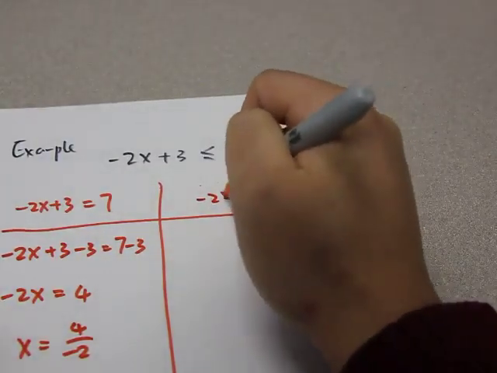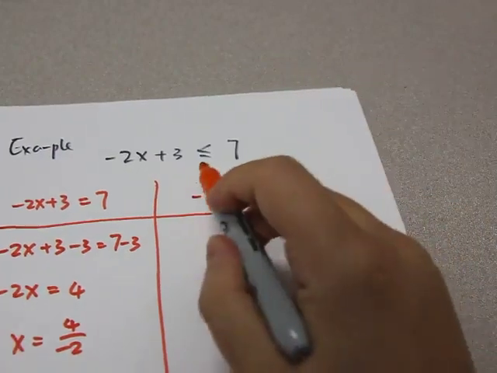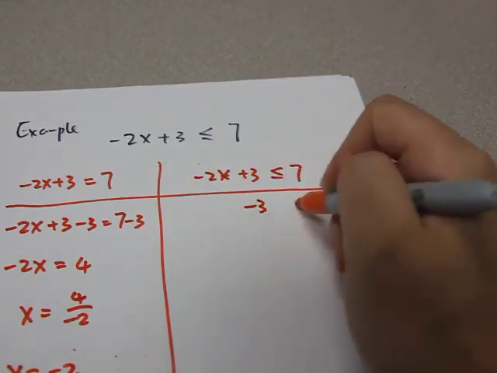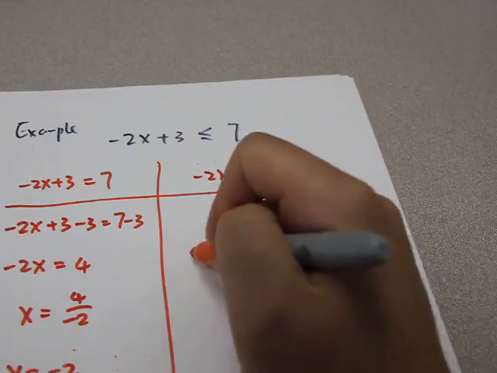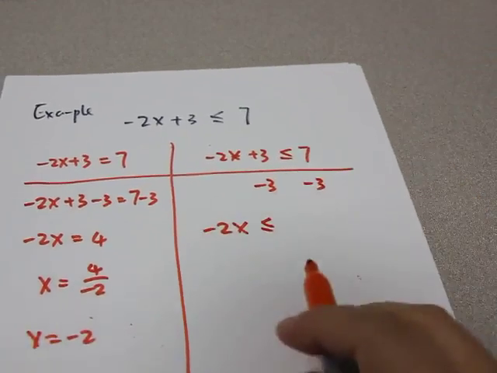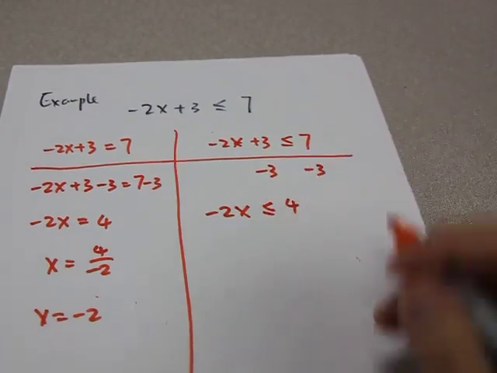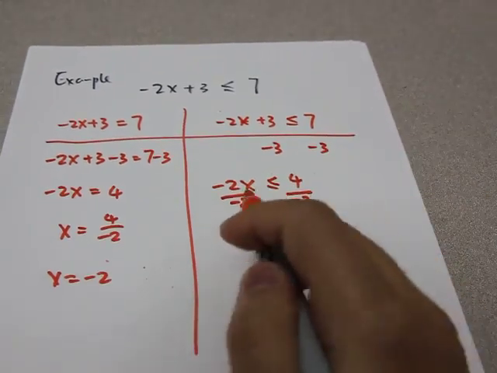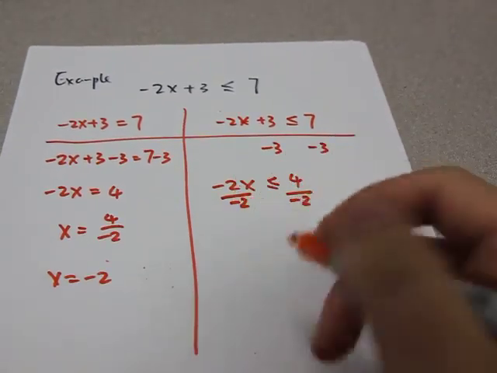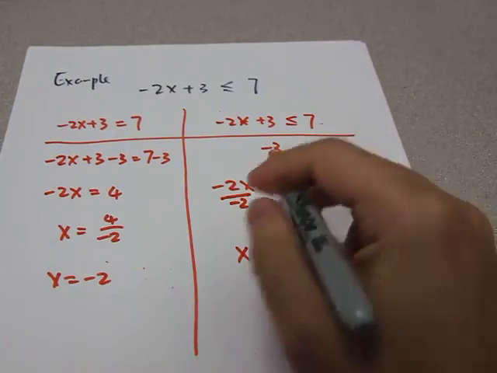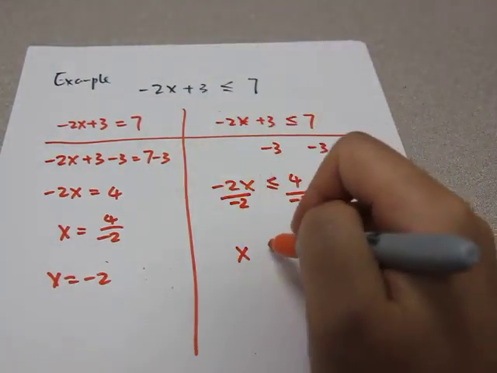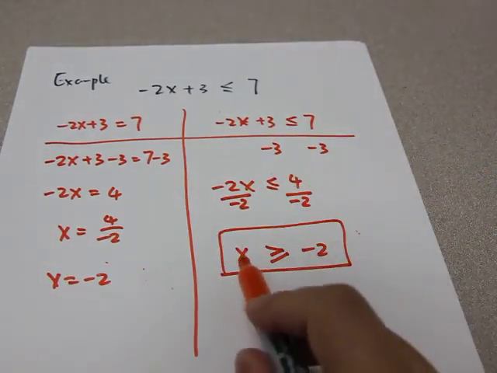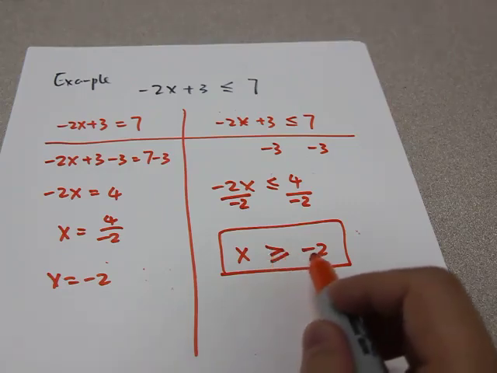Similarly, when we are solving this inequality, first we subtract 3 from both sides. So we change the inequality into negative 2x less than or equal to 4. And once we get here, we divide by negative 2. Because we are dividing by a negative number, we have to switch the sign, right? Always keep this in mind. So the solution is x greater than or equal to negative 2.